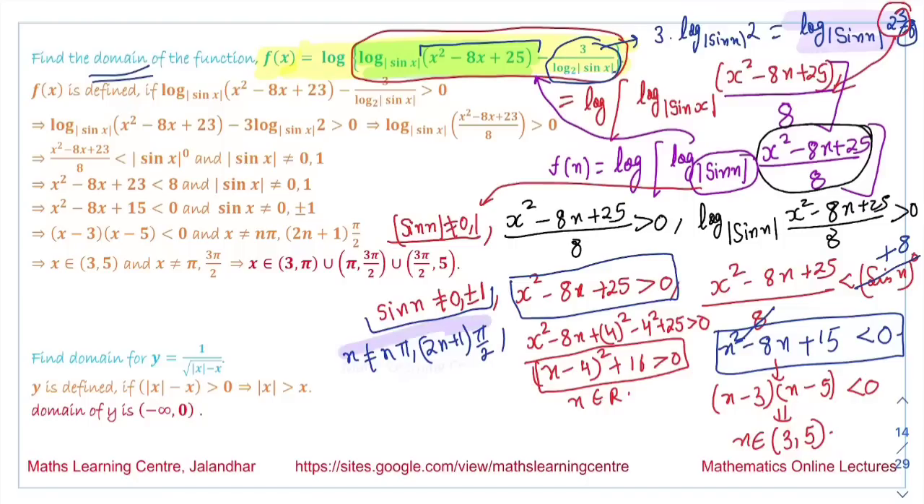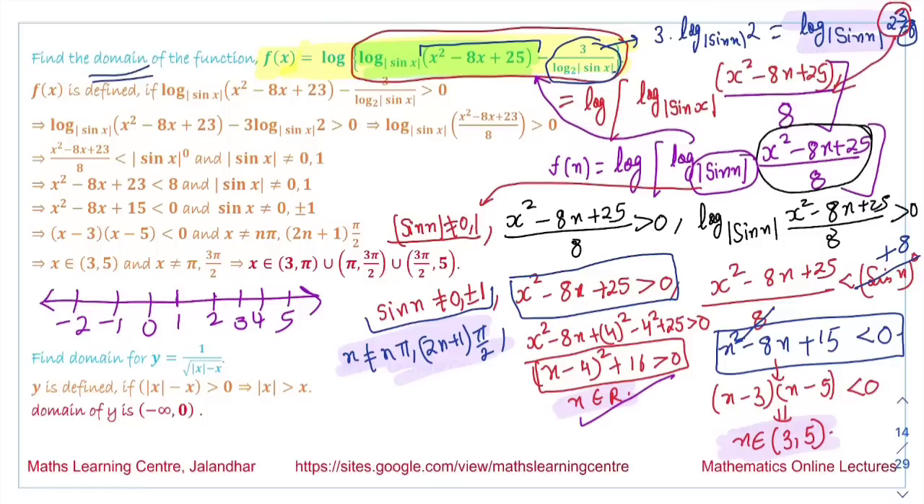So we have these values of x. We are saying x belongs to R and x belongs to (3, 5). If we draw the number line, x belongs to R covers the whole number line. Then we have 1, 2, 3, 4, 5. This point is 0, this is minus 1, this is minus 2. So we are saying x belongs to 3 to 5. Next we are saying that x is not equal to pi. Pi means 3.14. And next, x should not be equal to (2n plus 1) pi by 2. So the values that lie between 3 and 5 are pi and 3 pi by 2. So we are saying some point pi is there.